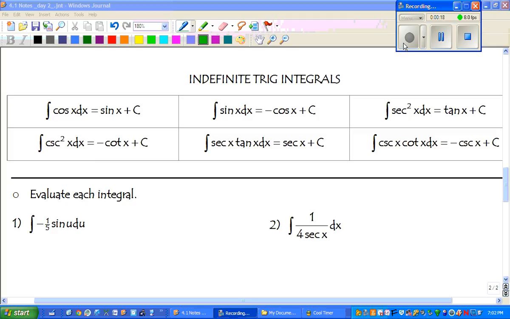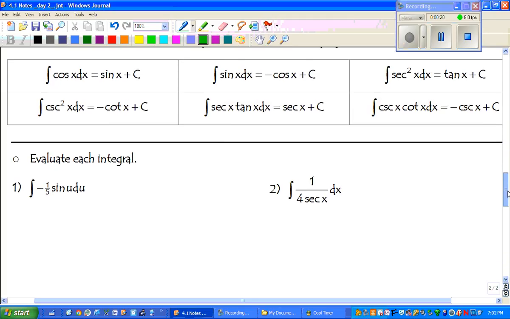So an example like number 1, remember the property we talked about yesterday, if we have a constant out in front of our function on the inside, we can actually take that and bring it outside. So we can think of this as negative 1/5 times the antiderivative of sine of u du. So that constant can just stay out in front, and we multiply it by the antiderivative of sine of u.